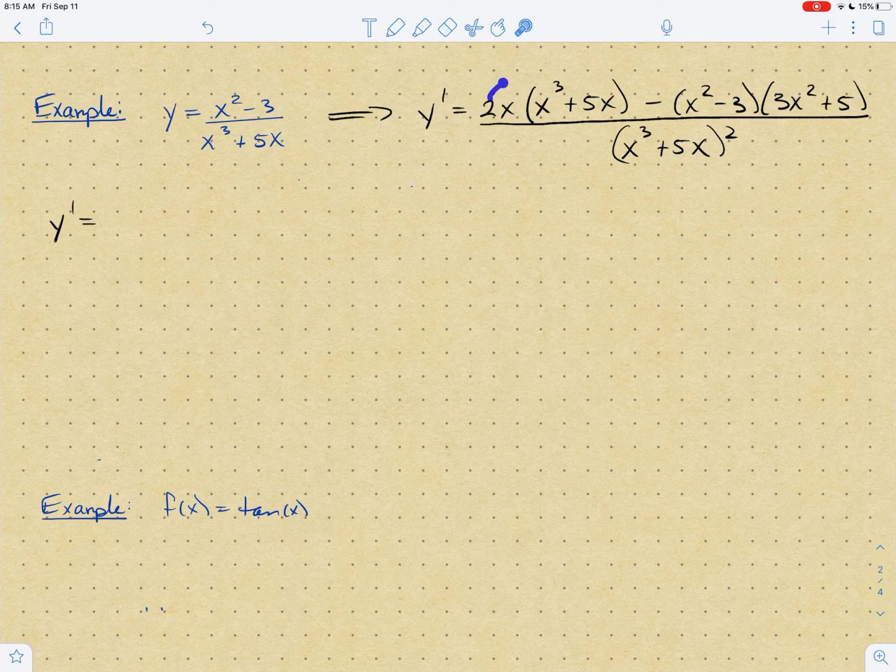So expanding things out, I'm going to get what? A 2x to the fourth plus a 10x squared minus parenthesis. Now I'm going to expand this out. And let's see, we're going to get a 3x to the fourth plus a 5x squared minus a 9x squared minus a 15. That's everything upstairs, all over.